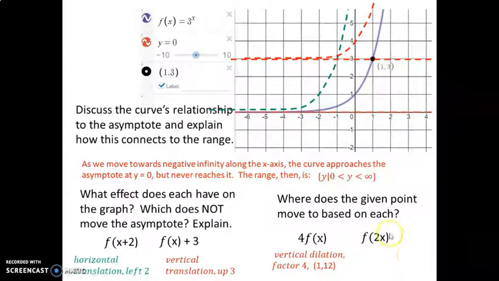Okay, over here, we have a horizontal dilation, because now we have the multiplier with the x. But with horizontal dilations, the effect is the opposite of what we see. We see 2, therefore the effect is actually a scale factor of 1/2. Okay, we take a reciprocal. And that means this point, which was once at (1, 3), now the x value becomes half of what it was. So that 1 becomes a half, but the y value remains at 3. All right, let's keep going.